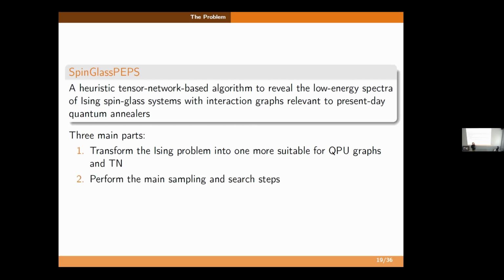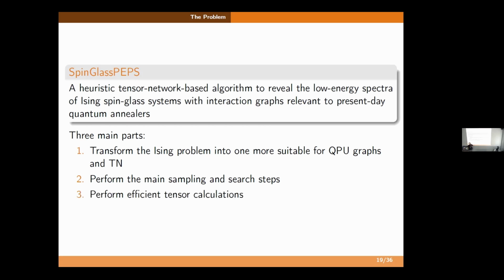Second, we must perform the main steps like branch and bound, find the low energy states, and sample. I want to stress something: at the end of the branch and bound procedure, we not only get the most probable state, but we are keeping n most probable states. That is, in fact, we are sampling from the low energy spectrum of these problems. That's why we want to perform main sampling and search steps.